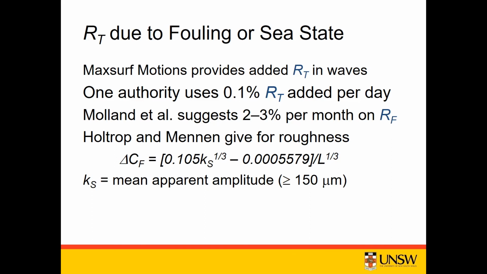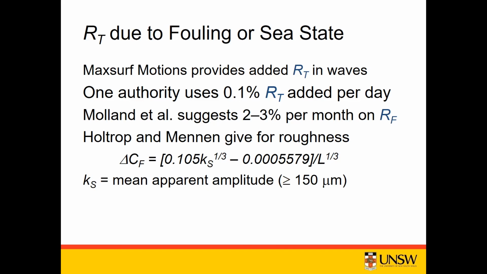Different authorities use different percentages of the total resistance added per day. Tony Molland, in his book with Turnock and Hudson, suggests 2 to 3% per month added on the frictional resistance, because most of the hull fouling, for example, adds to the frictional resistance rather than any other sort of resistance on the vessel.